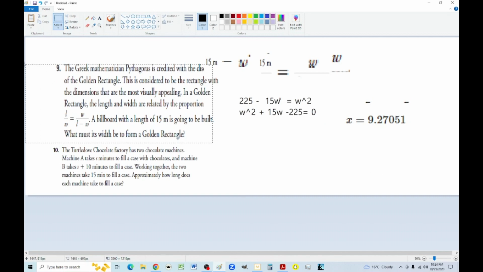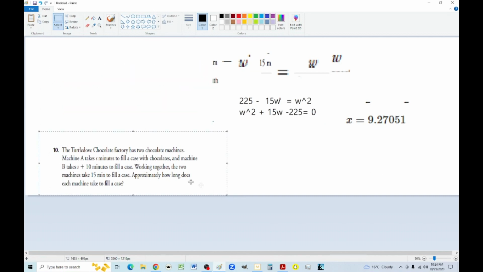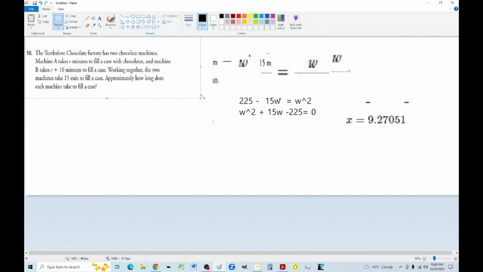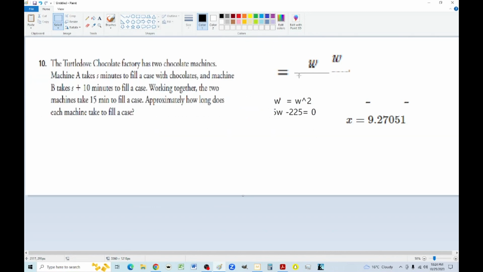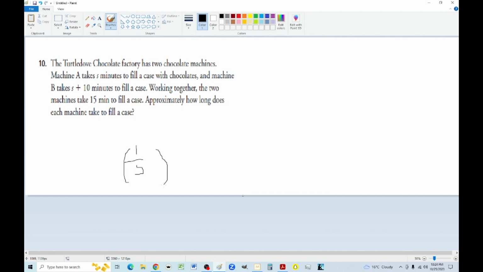And then this one has chocolate machines. Machine A takes S minutes to fill the chocolate. Machine B takes S plus 10 minutes to fill it. Working together, the two machines take 15 minutes to fill a case. Okay, well, this is weird, but essentially, the idea is when you're doing productivity, if it takes S to fill a machine, it's 1 over S plus 1 over S plus 10. These are proportions of the work. That's our productivity. Then you would multiply it by 10.